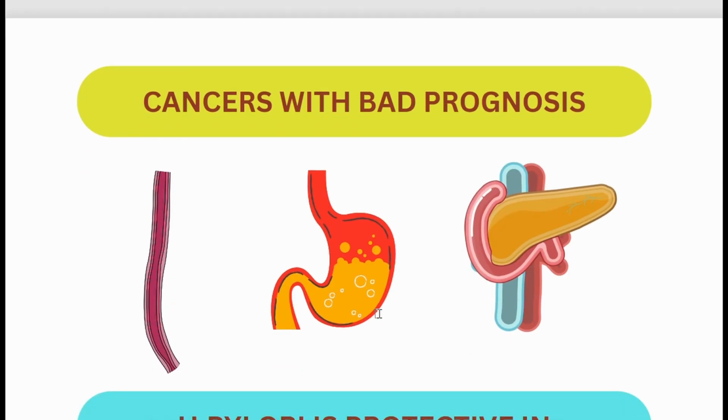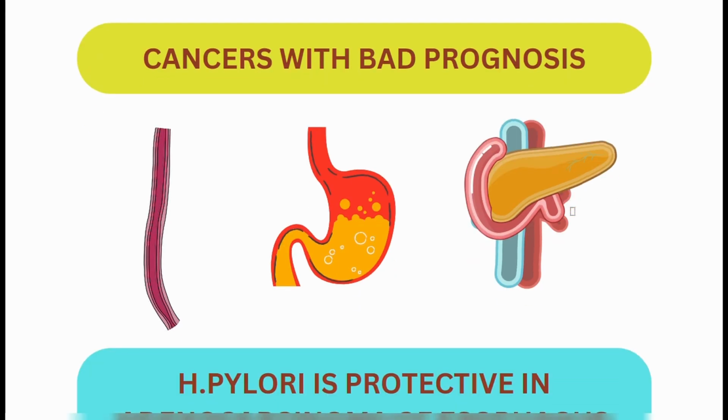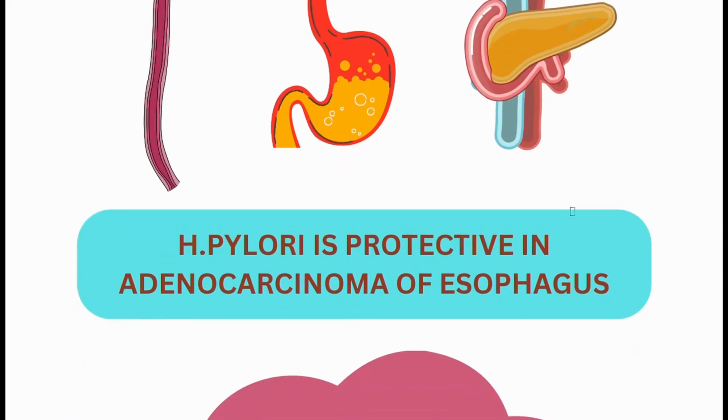Next, some cancers may be cured easily, some are very difficult, and the cancers which take a lot of time to cure are cancers of the esophagus, gastric cancers, or pancreatic cancer. So these are very tough cancers that need a lot of treatment to get cured. Okay. Next, the most important point that you should learn is H. pylori is protective towards adenocarcinoma of the esophagus.